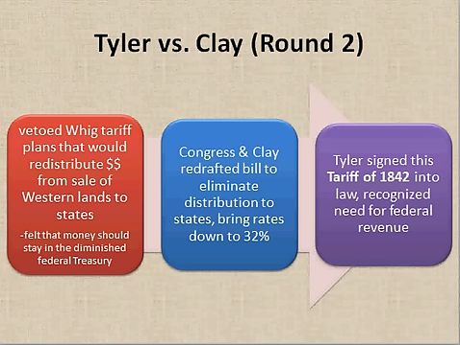It brought tariff rates down to about 32%, and it showed that Tyler did recognize the need for federal revenue, for money to be collected by the federal government.